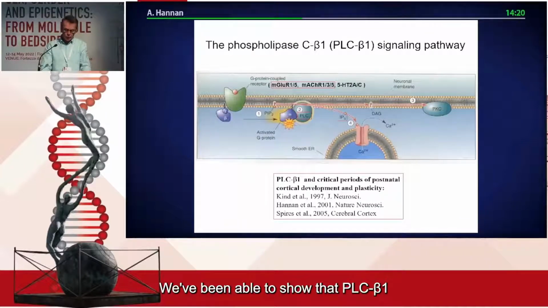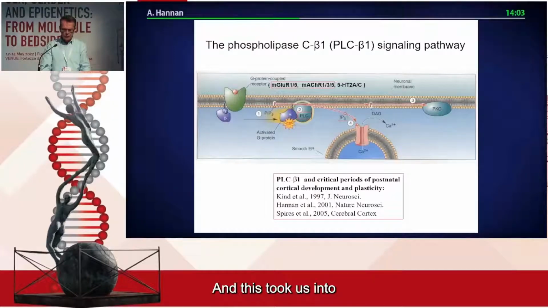We've been able to show that PLC beta 1 in mice, when it's knocked out, the protein's not present during development, that these mice have disrupted experience-dependent cortical maturation, and we think maturation in other parts of the brain as well.